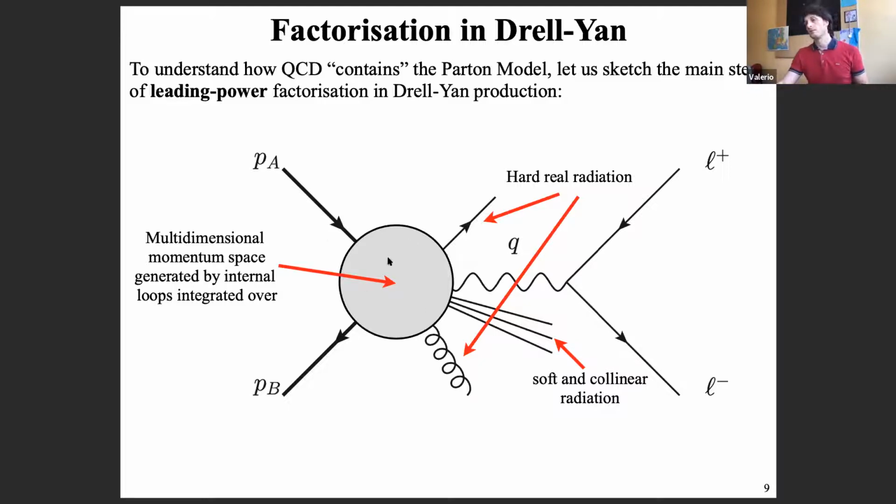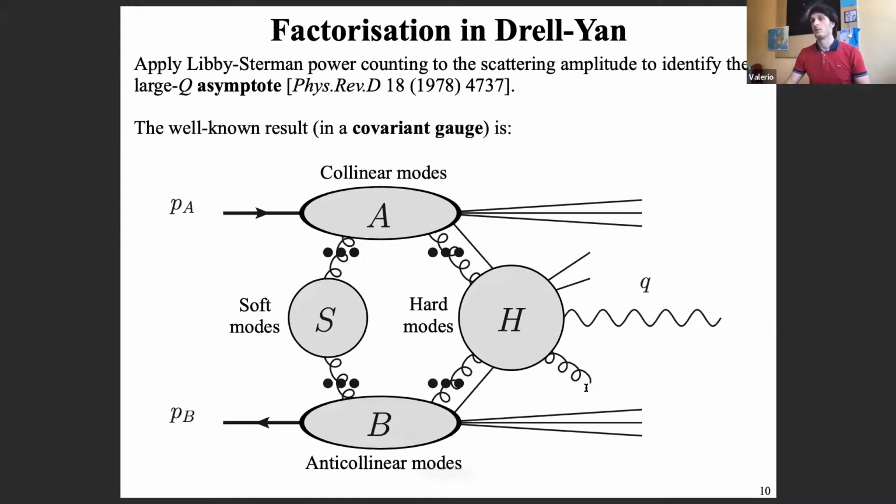This means that this generates a multidimensional space in momentum space generated by the loops. But you also have real radiation. So you can have hard real radiation, usually jets, so you have hadrons in the final state, but you also have soft and collinear radiation. So radiation with low energy and also radiation that ends up in the beam pipe. And so that's the general picture. It's a very complicated picture.